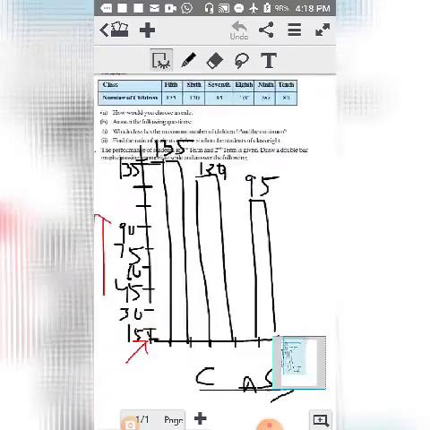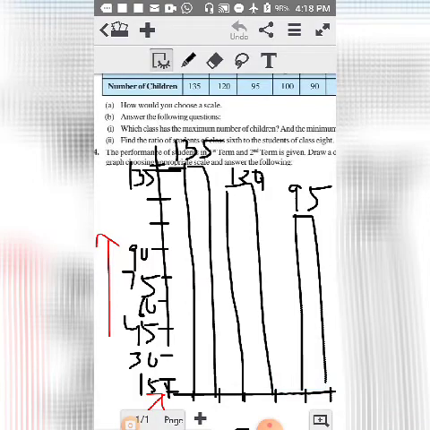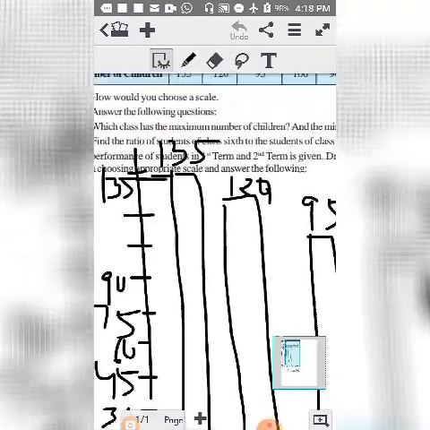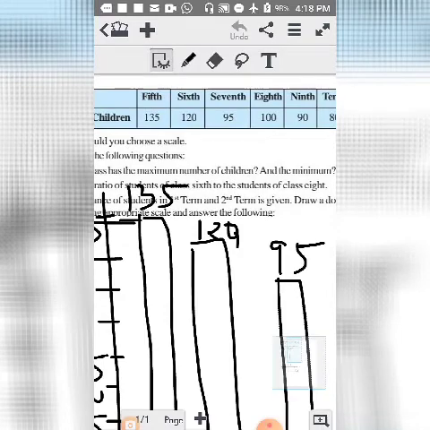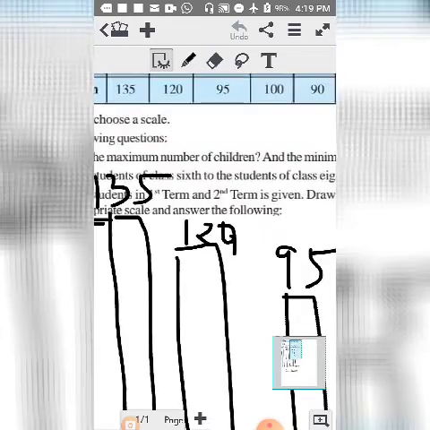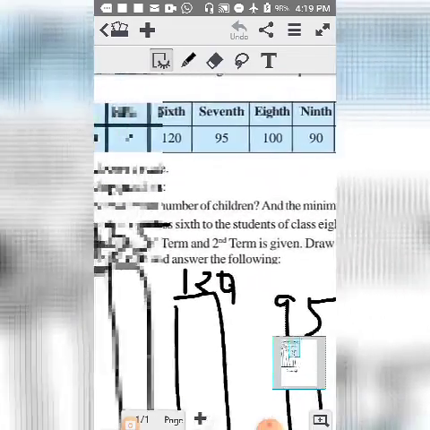And the question is, answer the following questions. Which class has the maximum number of children? So this is simple, you have to draw the graph. Which class has maximum children? Maximum children are 135. 135 are in class 5.